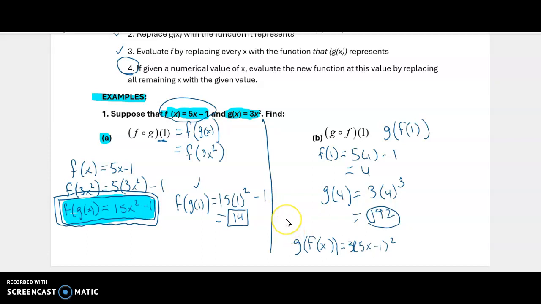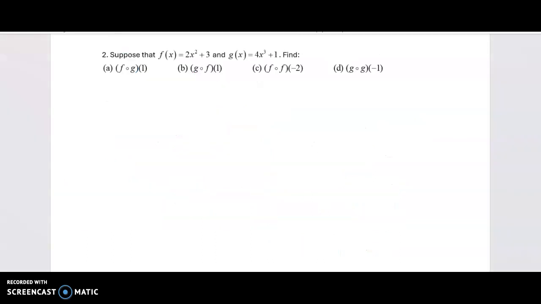You could find g of f of x first, which is 3 times the quantity 5x minus 1, cubed. And if you plug 1 into that function, you'll get the same result of 192. As you can see, when we're composing two functions, f of x and g of x, it doesn't have to be f of g of x. You could do f of g of x, you could do g of f of x, f of f of x, or g of g of x. We can compose our functions in multiple different ways, and you can compose them for specific values.